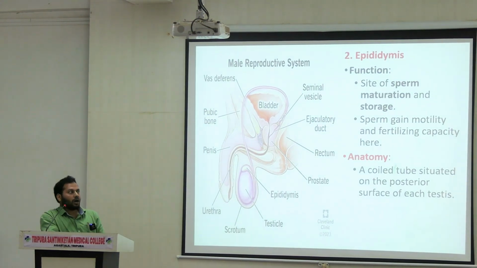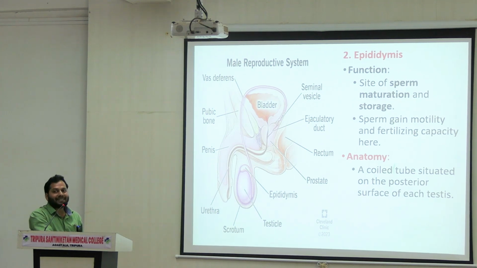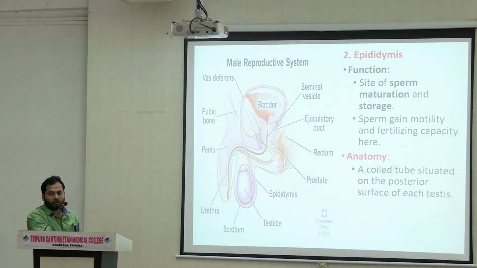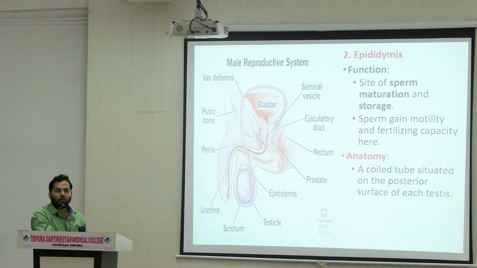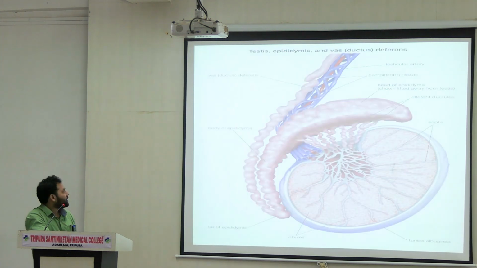So what we have seen here is that the epididymis not only acts as a site of sperm maturation, it also acts as a storage site for sperm. Along with it, it involves the motility of sperm, which is very essential for fertilization. Now, what are the other parts? See here.